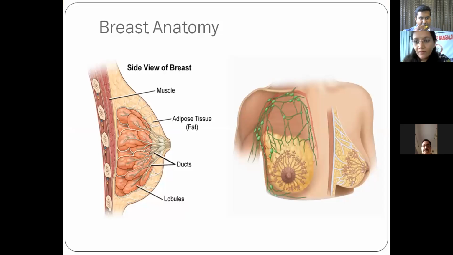diseases. So I'm planning to keep my discussion as simple as possible for PGs, for them to understand what basically clinical breast examination is and what are the important points they need to focus upon. So to start with, a little bit in brief about breast anatomy.